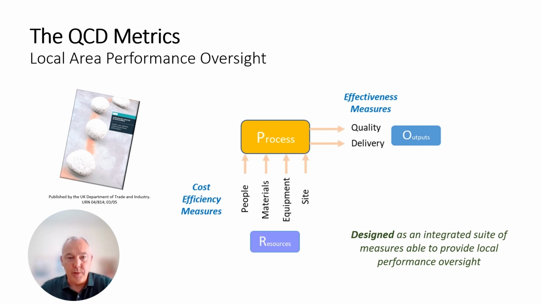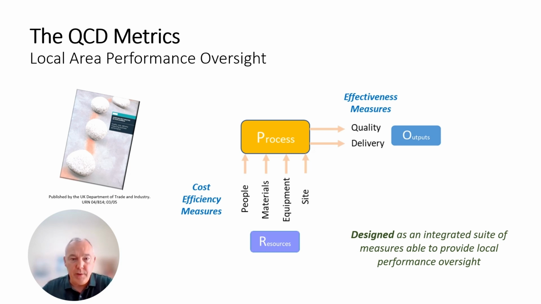At the highest level of consideration, we can think of the process as being made up of its effectiveness in the delivery of its outputs to satisfy customer needs, and its efficiency, which is measured in terms of the resource costs that are required in order to satisfy those same business needs. Within the QCD system, the effectiveness of the process is then considered in terms of its quality performance and its delivery performance. And that's performance associated with those delivered outputs.